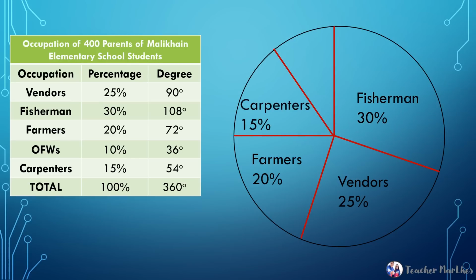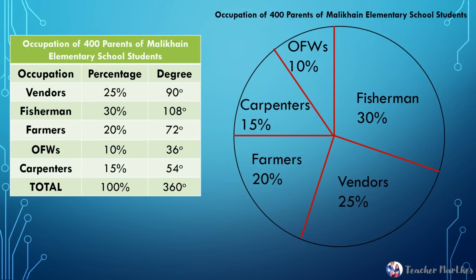So, ang huling part ay OFWs with 10%. Ayan. So, syempre yung huli. So, 10% na yon. So, yun yung OFW. 36 degrees. Then last step is to put the title of the circle graph. So, occupation of 400 parents of Malikain Elementary School students. So, that's how to draw a pie chart.